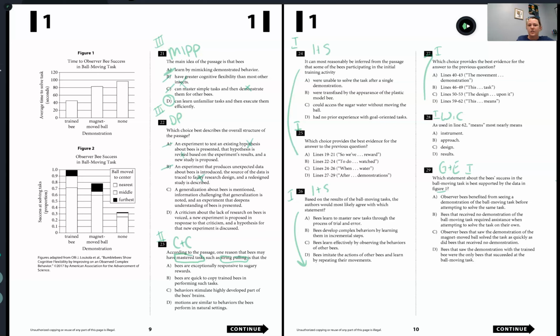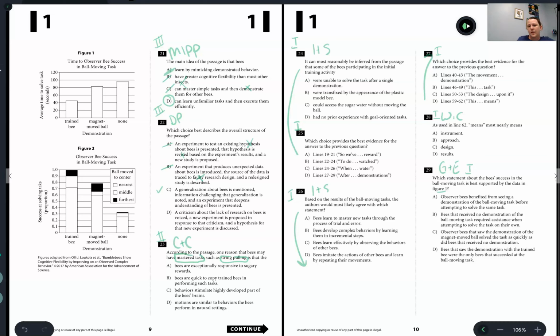A generalization or idea about bees is mentioned. Yes. Information challenging that generalization is noted. Okay, so this is like the small brains thing. And an experiment that deepens understanding of bees is presented. Perhaps. We do say that we think that they are not intelligent, but then we've noticed all this behavior, and then we do an experiment that shows us just how amazing their cognitive ability is.